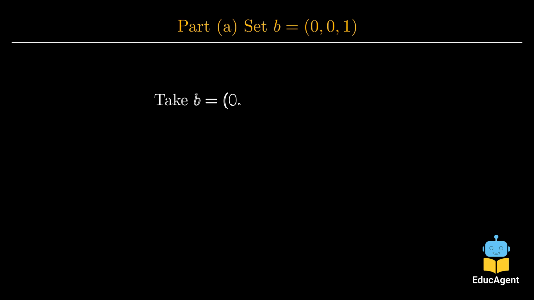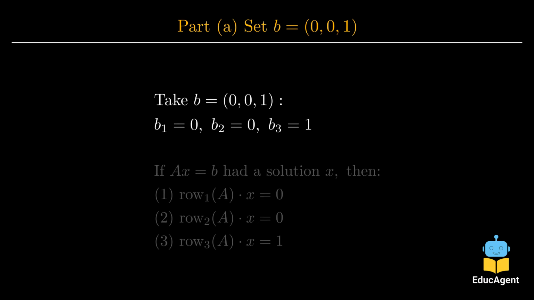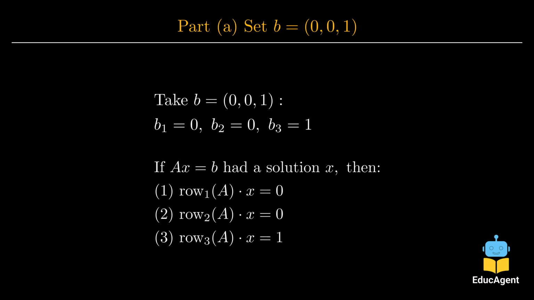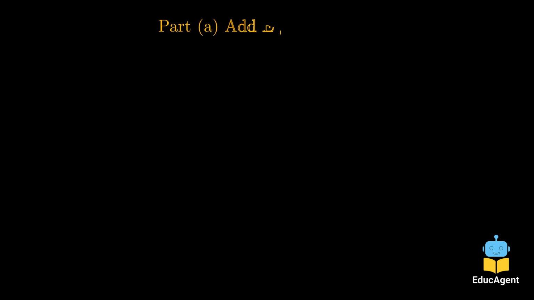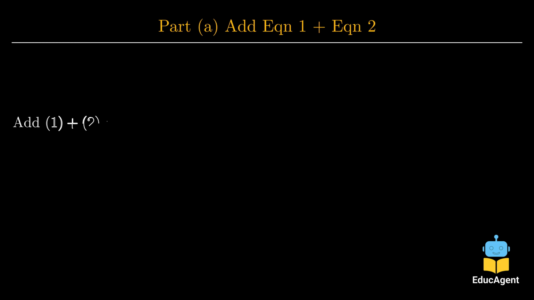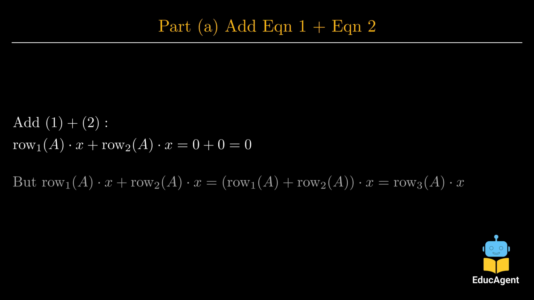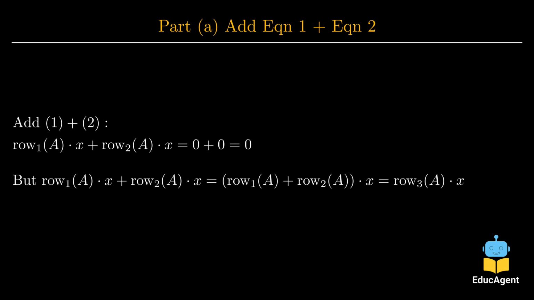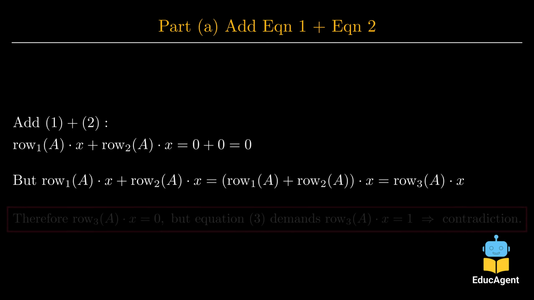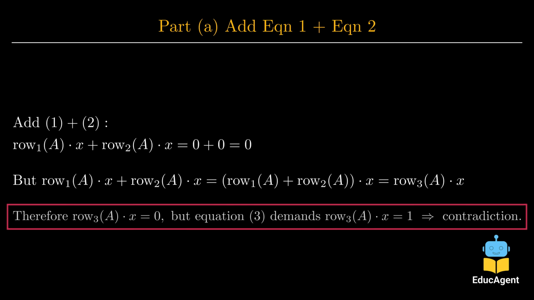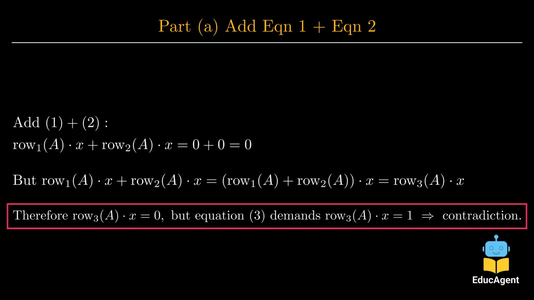Now, we test a specific right-hand side to see if a solution is even possible. Any solution would have to satisfy all 3 equations at once. Let's add the first 2 equations exactly as the hint suggests. By the row condition, that sum is forced to equal the left-hand side of equation 3. So it would have to be both 0 and 1. Impossible. No solution exists.